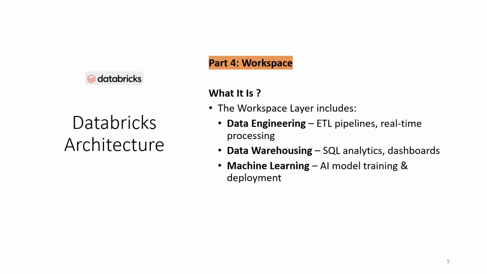And lastly, we've got workspace. So what is the workspace layer and what does it include? It includes the data engineering. Data engineering is the ETL pipelines, the real-time processing. Then you've got data warehousing, which is the SQL analytics and the dashboards. And you've got machine learning, which is the AI model training and deployment.